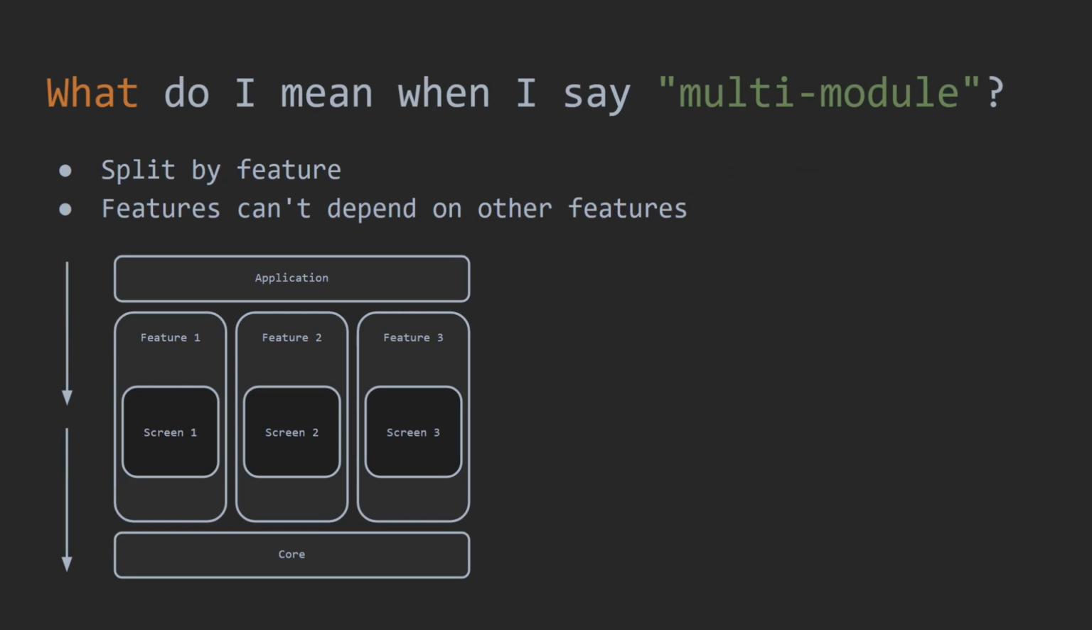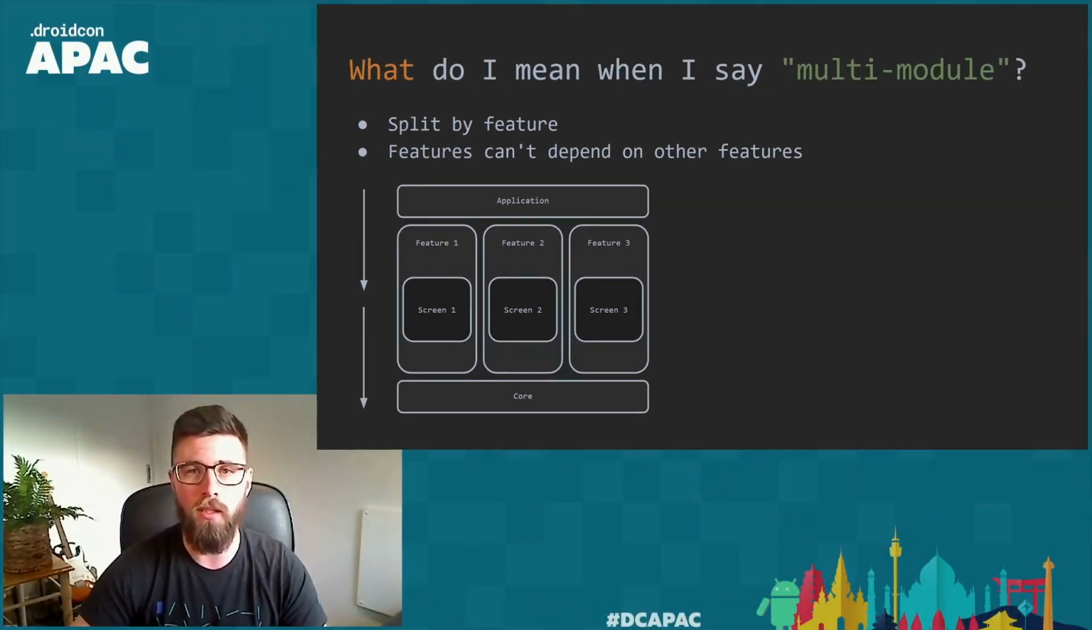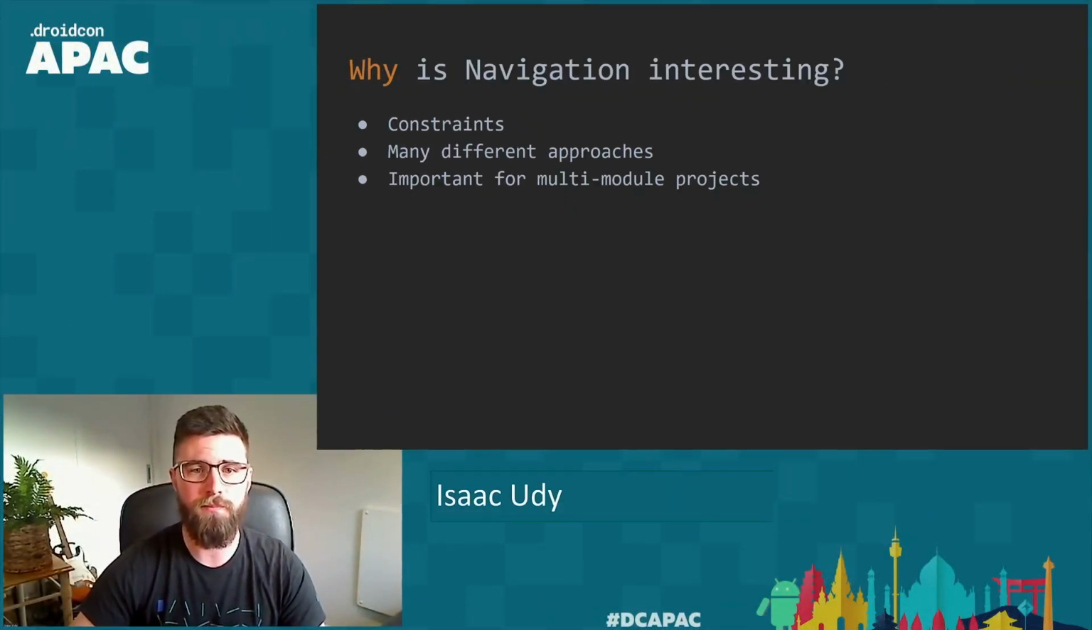This diagram shows what I mean. So dependencies flow downwards from the application to the feature modules, and then flow down into a core module. In real life, your core might be split apart, or there might be a few more layers in between, but this structure is a simplified example that we can use to discuss some problems.